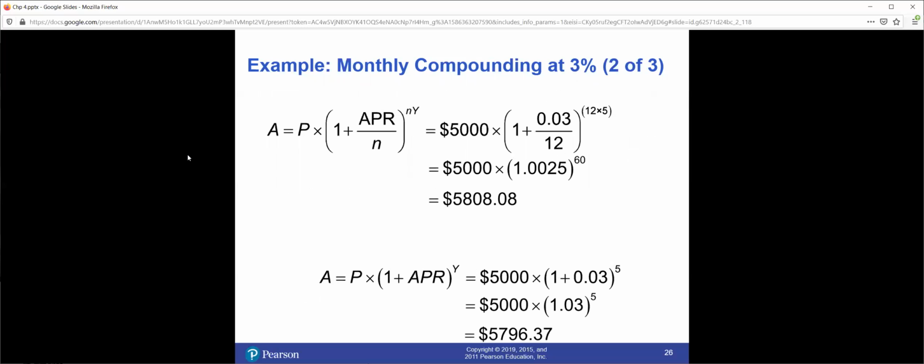The equation looks confusing, but when you write down your variables, you find this an easy equation to solve. APR is 3%, n is 12. Do that division first, then add 1 to it. n was, again, 12. y was 5, so your exponent needs to be solved first. 12 times 5 is 60. Raise 1.0025 to the 60th power and multiply it by your principal.